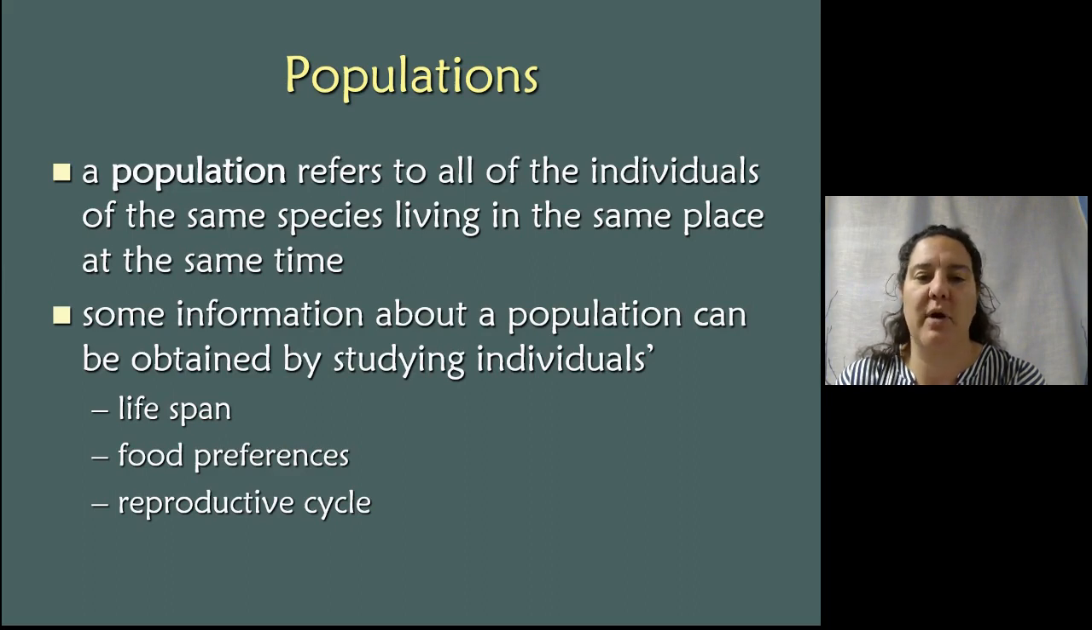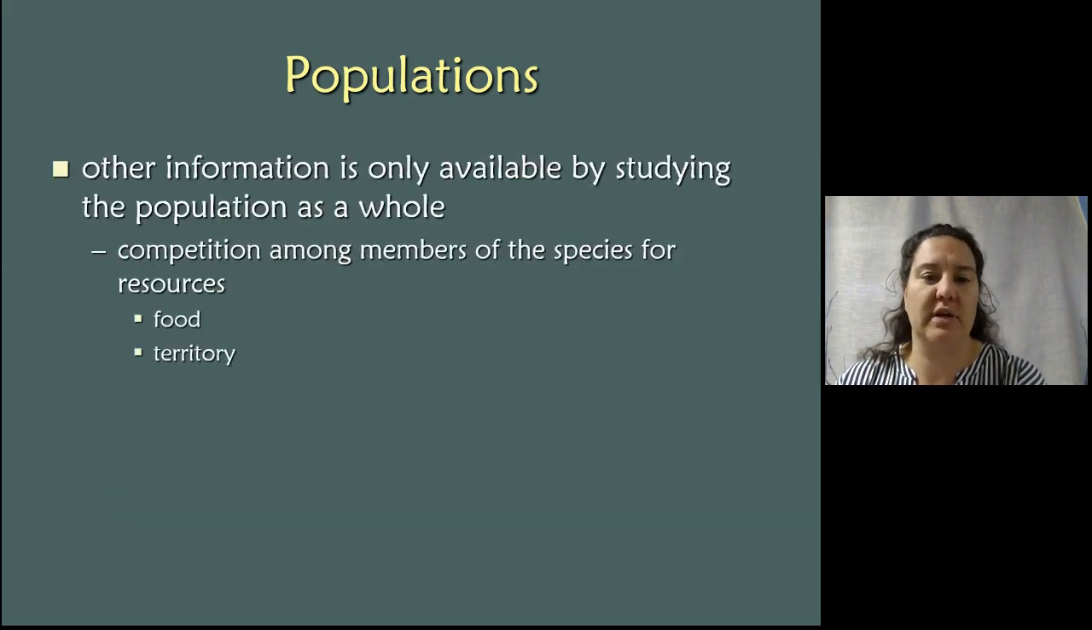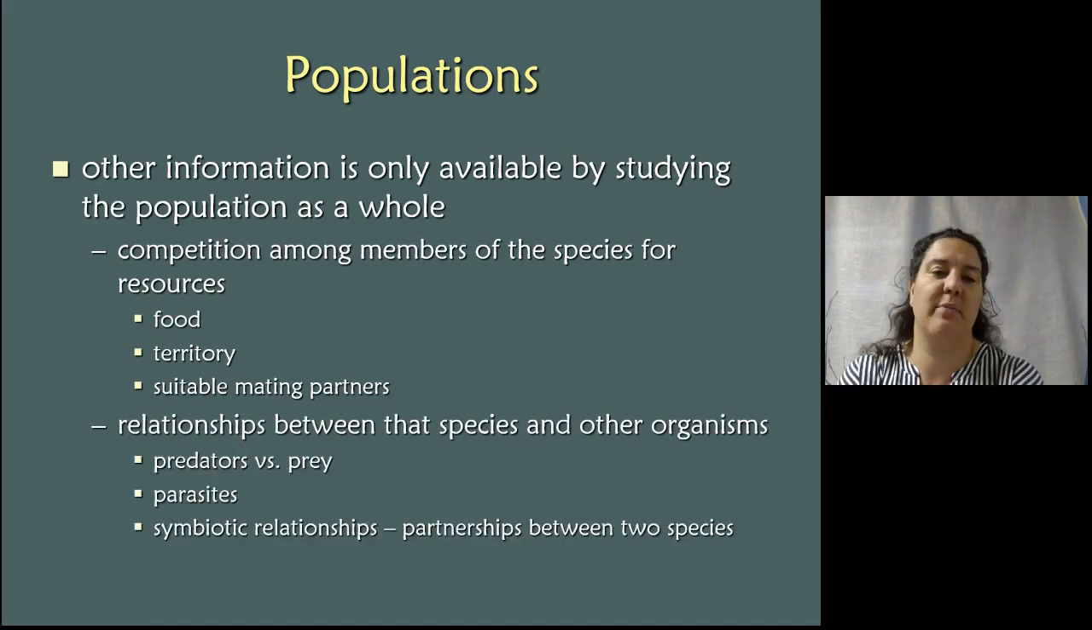Now, some information about a population can be obtained from studying the individual's lifespan, food preferences, and reproductive cycle. But other information can only be available if we study the population as a whole. So that would be competition among members for the same resources like food, territory, or mating partners, and relationships between that species and other species. So predator-prey, so bison and wolves, or antelope and coyotes, or moose and parasites. We can also look at symbiotic relationships that are partnerships between two species. And these could be beneficial, neutral, or harmful.